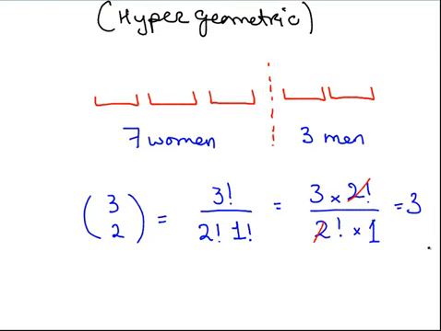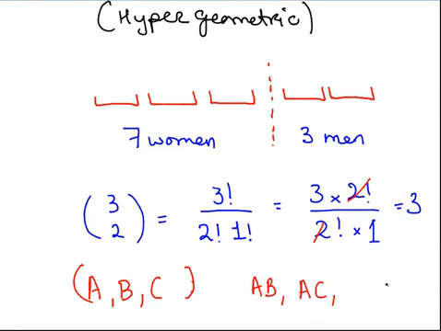Now I did a load of those choose operator, binomial coefficient things in the last video. So let's just say for argument's sake our men are A, B and C. Our choices are AB, AC or BC. Those are our 3 choices when we pick from A, B, C. Now for each of those 3 choices there is a number of ways we can pick 3 women from 7.